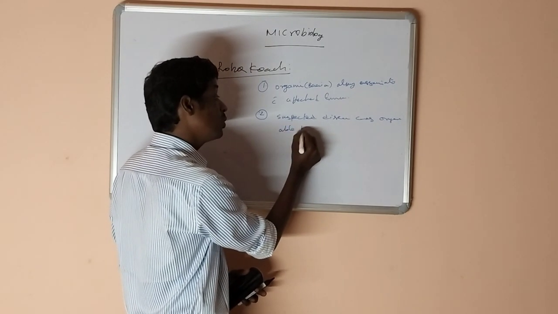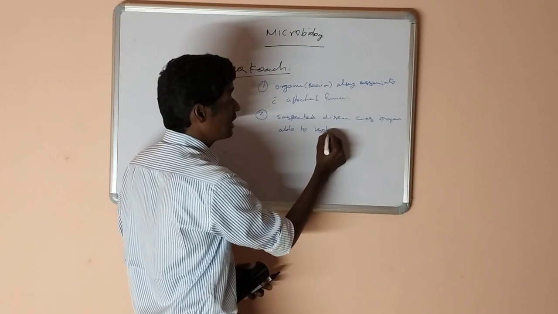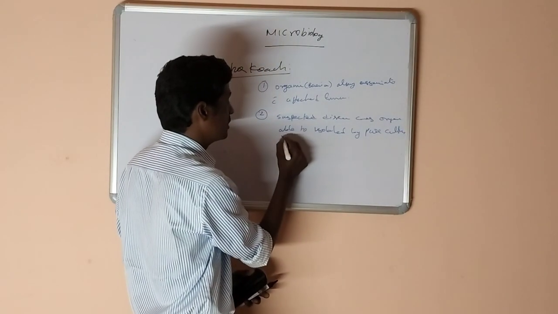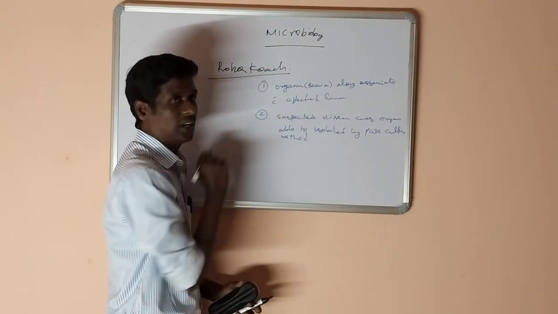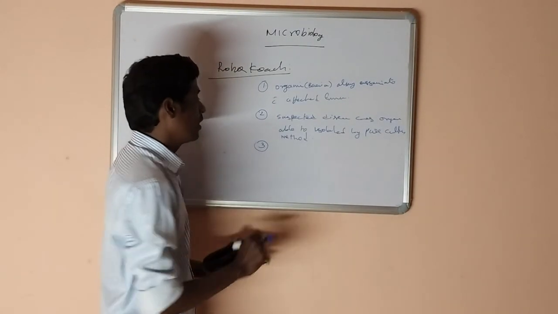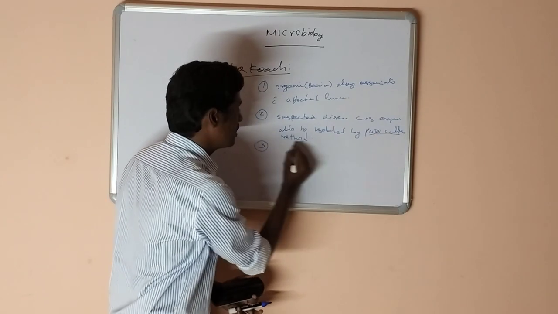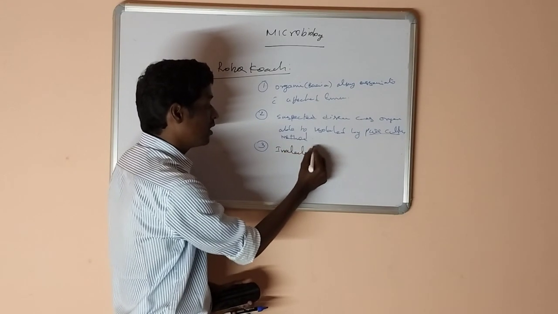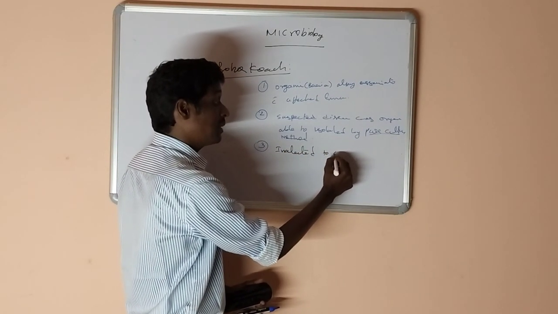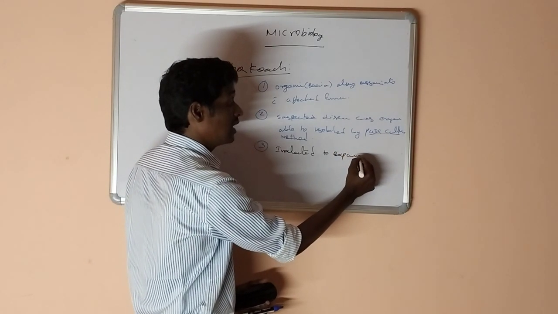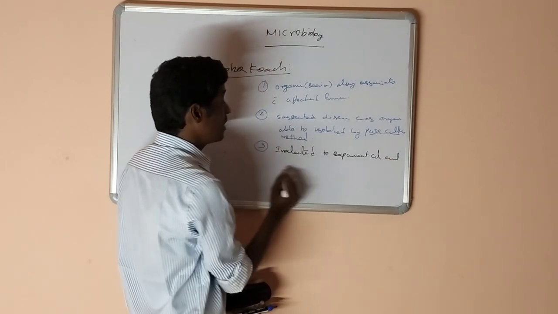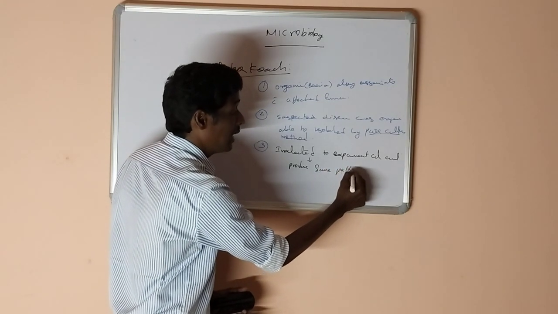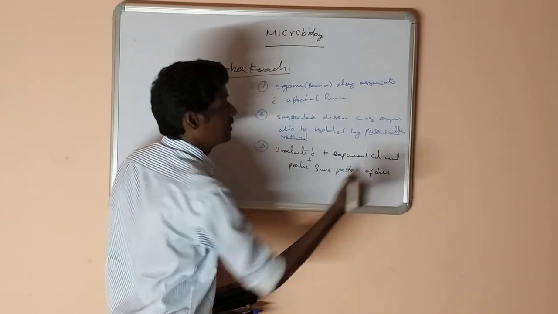Number two: the suspected disease-causing organism is able to be isolated by the pure culture method. That is the second postulate. The third one is very important: the pure cultured organism can be inoculated into an experimental animal model, producing the same pattern of disease.